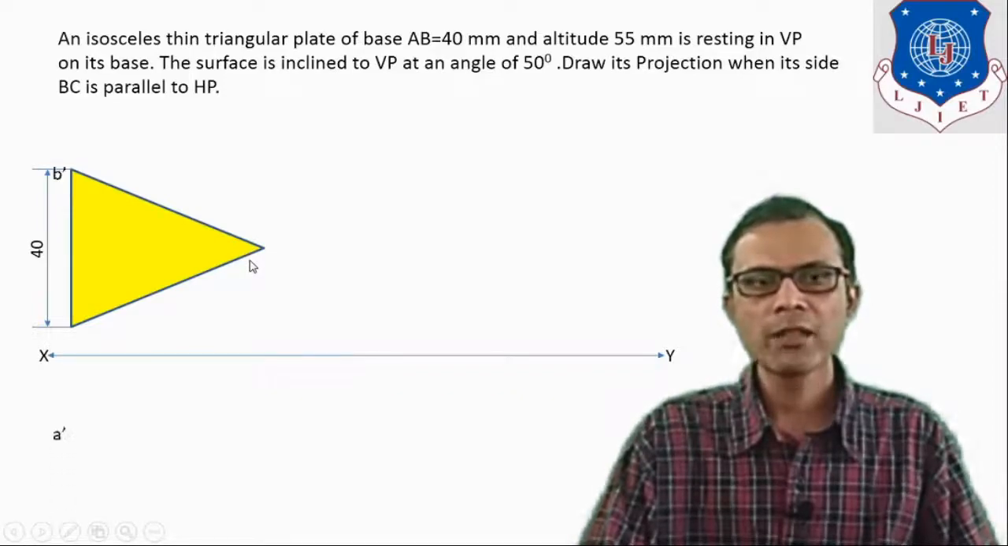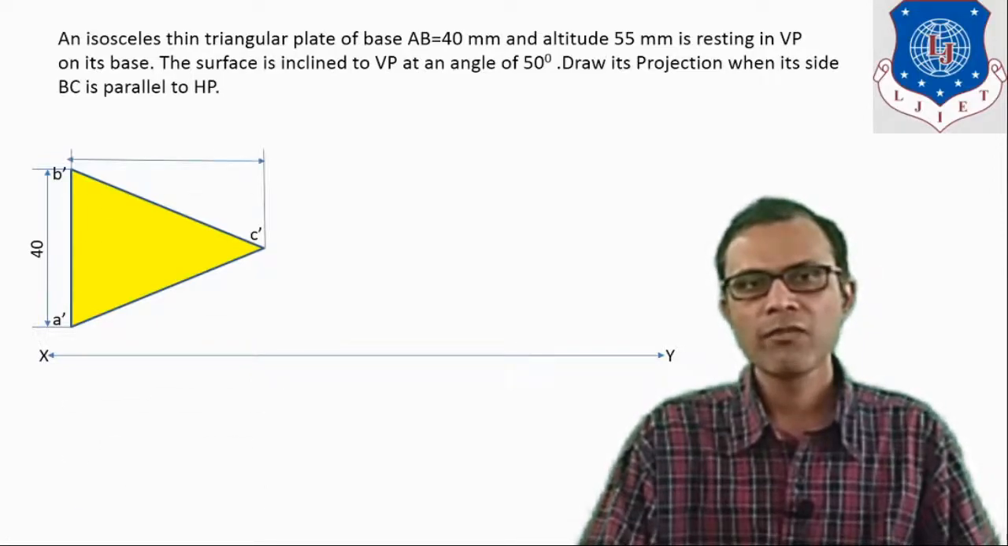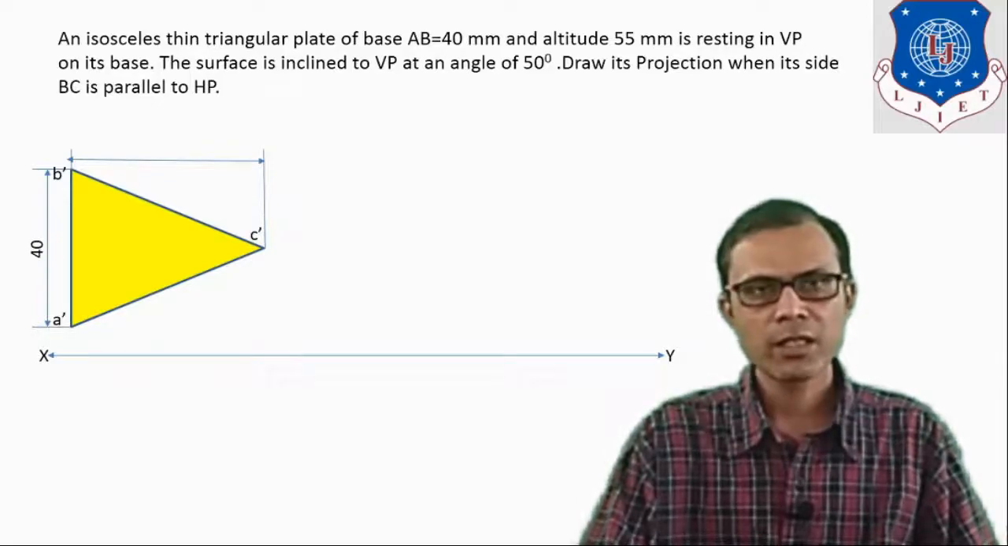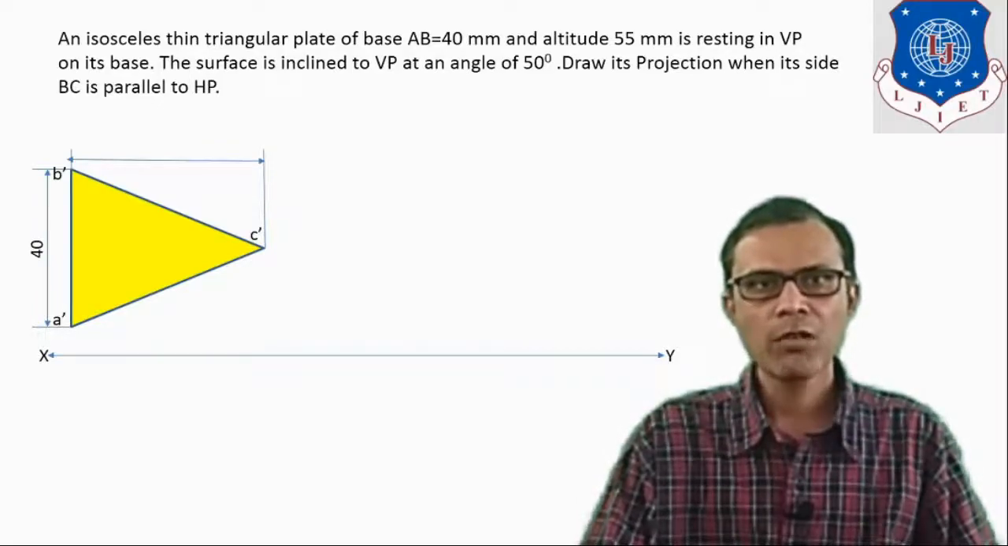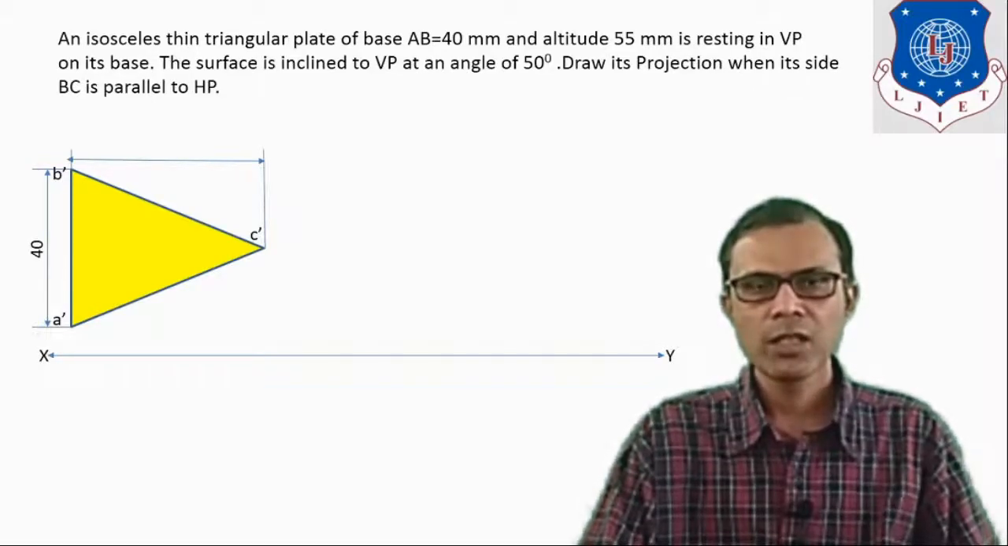So that length we have to take as 55 mm and mark all these points with notations A dash, B dash, C dash. Always front view is marked with small letters with dash and top view is marked with small letters without dash. Now from this stage, from true shape of isosceles triangular plate, we have to project its top view.